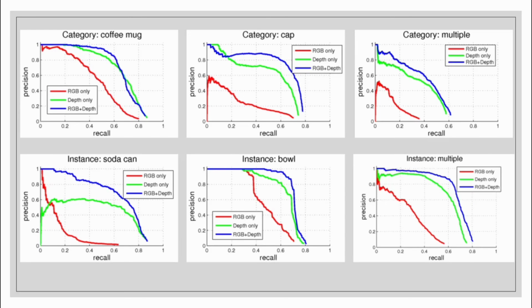You can see this image. The red is precision recall curves comparing performance with image features only, the green is depth features only, and the blue is both. The top row shows category level results. From left to right, the first two plots show precision recall curves for two binary category detectors, while the last plot shows precision recall curves for the multi-category detector. The bottom row shows instance level results. From left to right, the first two plots show precision recall curves for two binary instance detectors, while the last plot shows precision recall curves for the multi-instance detector.